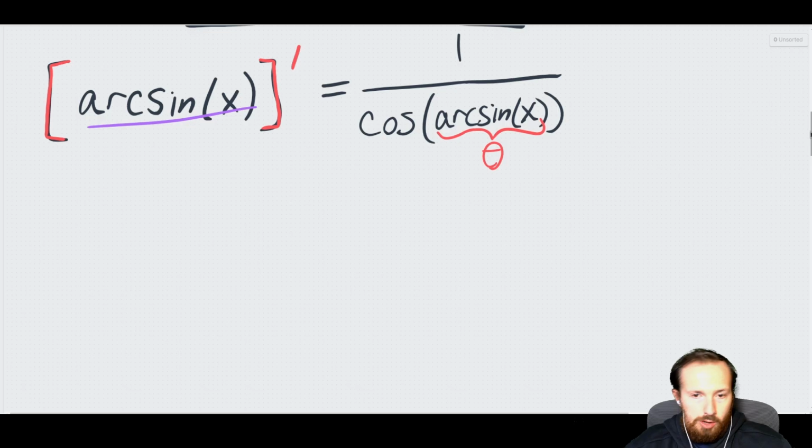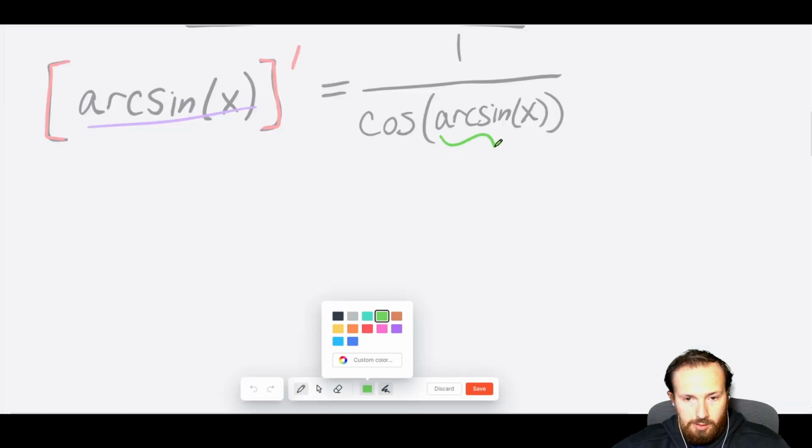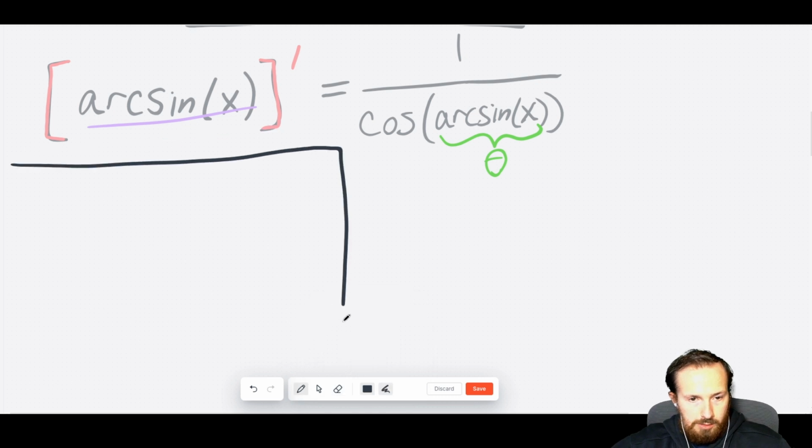So how does that work? Basically, you can see what I'm already doing here. I'm going to set the inner function to be equal to theta, and I'll do that in a different color. Then let's think about how we can use that to our advantage. I'm going to say that theta is equal to arc sine of x, which, hopefully it's clear, means that x would equal sine of theta.